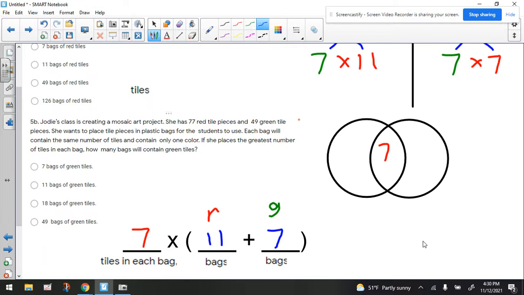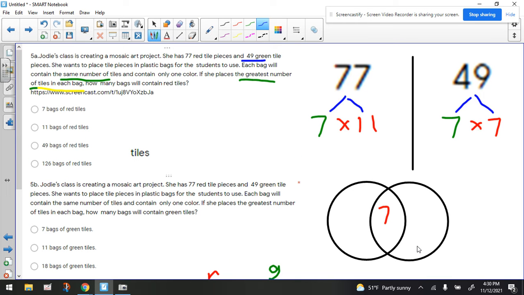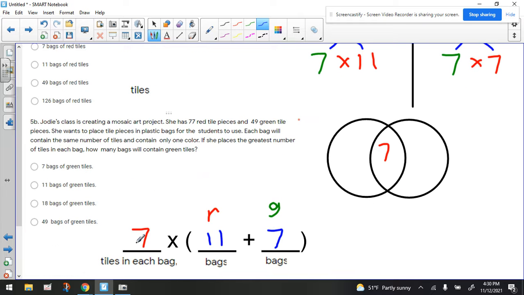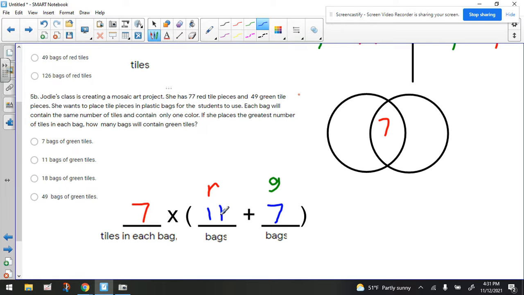All right, now we're not done because we have to read the questions carefully. So the first question says, how many bags will contain red tiles? Well, look at our scaffolding here, and what did we come up with? Here's our red bags of tiles right here. So that's going to be our answer for part A. And if we look at part B, what are they asking? How many bags will contain green tiles? And what did we put?